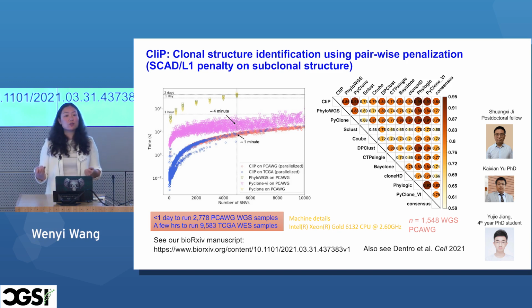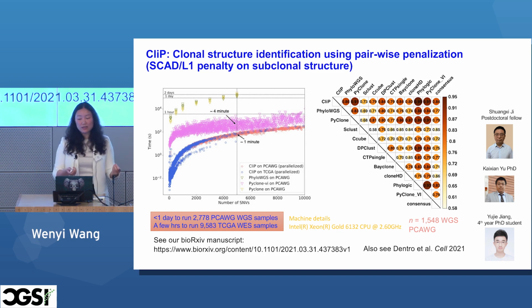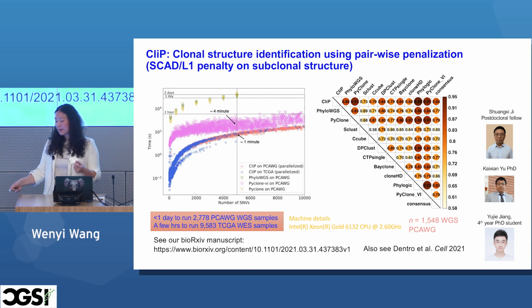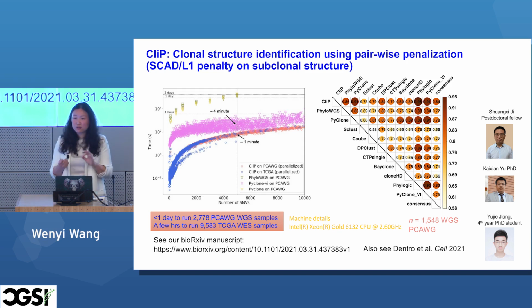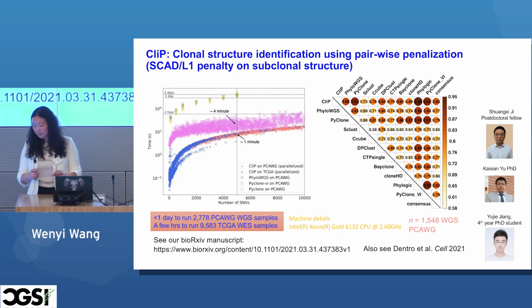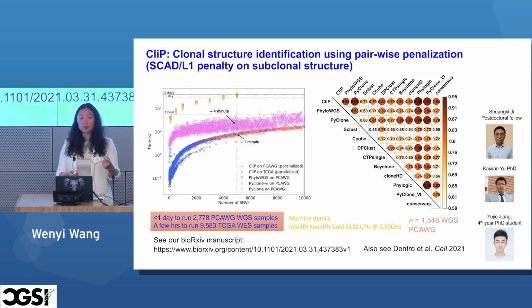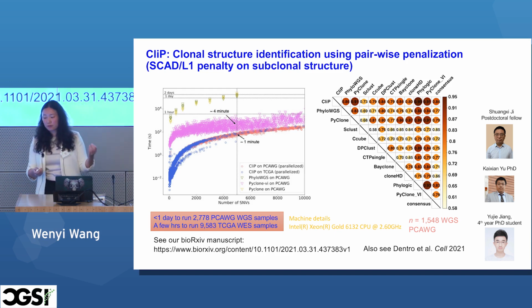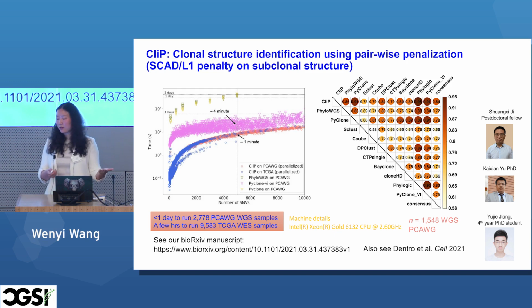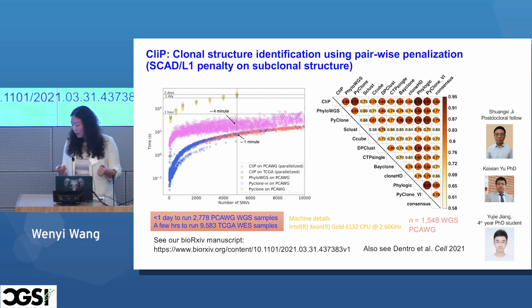Here we're showing you the results on the computational time for CLIP. It takes CLIP less than a day to finish running the entire PCAWG, and just a few hours to finish running the entire TCGA data. And then specifically for a sample with 5,000 mutations, CLIP finished running in 1 minute, as compared to the variational inference method at 4 minutes, and the PhyloWGS at 1 day.